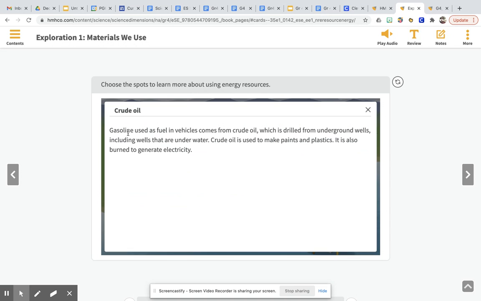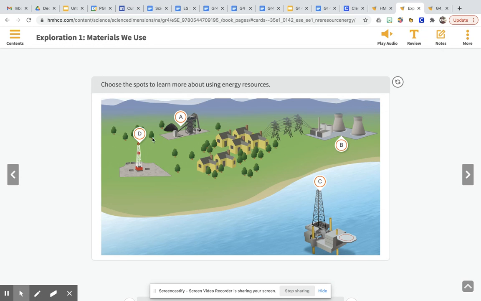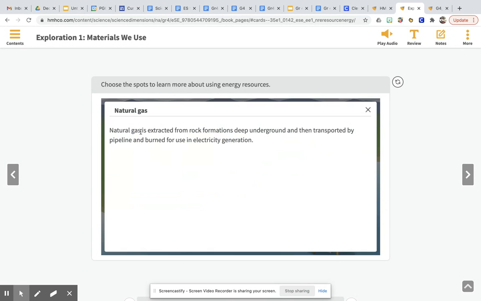It says gasoline used as fuel in vehicles comes from crude oil, which is drilled from underground wells, including wells that are underwater. Crude oil is used to make paints and plastics. It is also burnt to generate electricity. And our final picture is D, and it says natural gas is extracted from rock formations deep underground and then transported by pipeline and burned for the use of electricity generation.